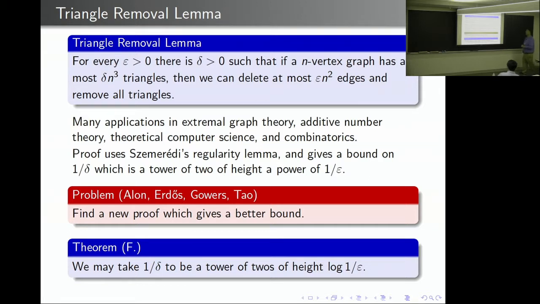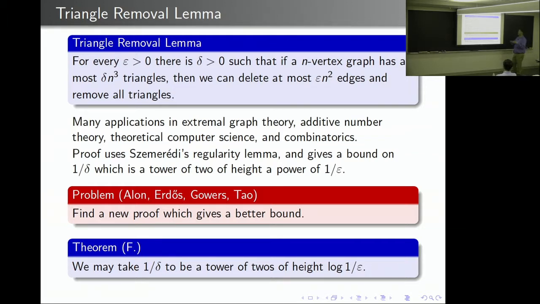For example, there's a very nice proof of Roth's theorem that we saw earlier using the triangle removal lemma. It gives a very bad bound based on what we know currently for Roth's theorem, but maybe if you could get good bounds for the triangle removal lemma, you'd end up getting good bounds for Roth's theorem. So the proof uses Szemerédi's regularity lemma. You take a decomposition and you delete the edges between pairs which are either sparse or not regular. And you haven't deleted many edges in this process.